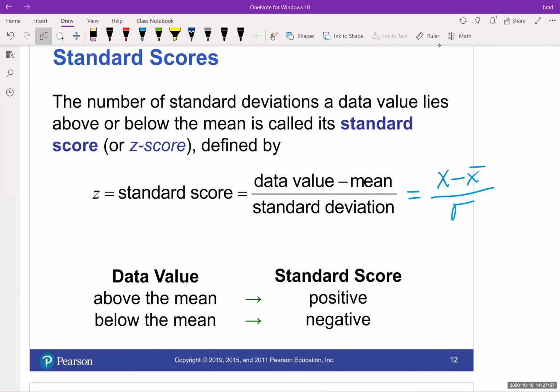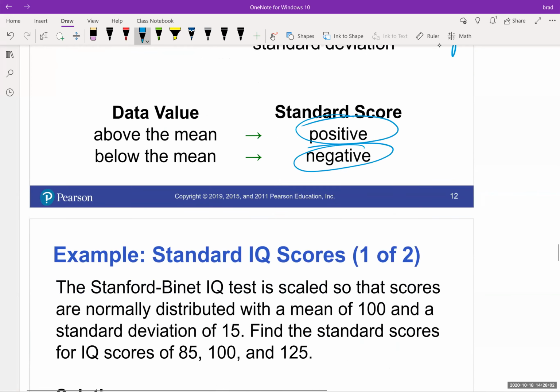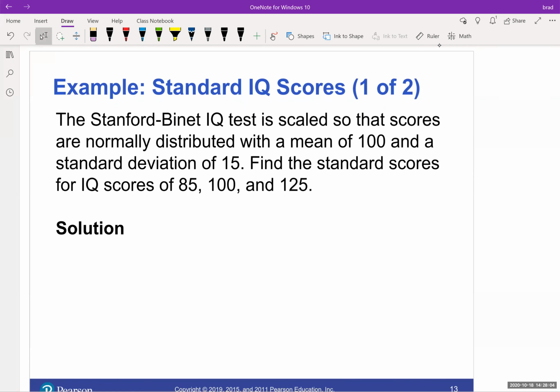If you're above the mean, you have a positive z-score. And if you're below the mean, you have a negative z-score. I have a few examples that we're going to do on a separate thing after this, but let's just do a few of these from your book.